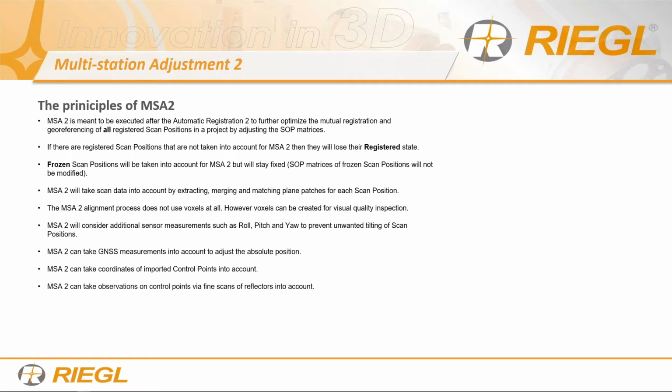And then MSA2 can also take in coordinate control points. I think everybody uses control points if you're not using RTK. So that's the flexibility of MSA2, right? You can control your project with just GPS, or you control it without GPS. You control it with just survey control. Okay.